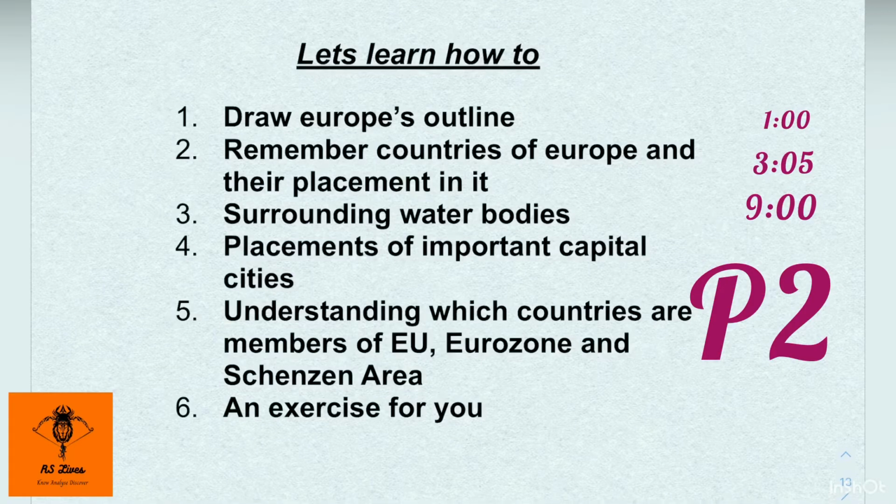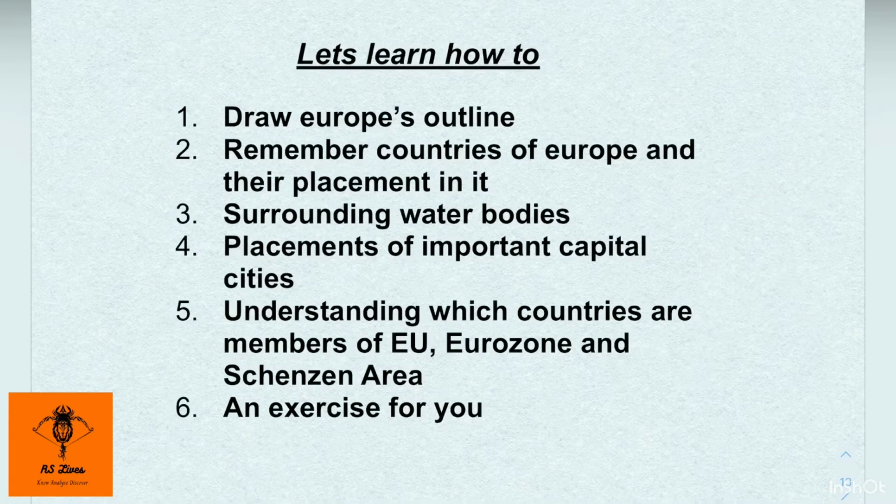And then we have to understand which countries are members of the European Union, which are members of the Eurozone. Eurozone is a collectivity of countries that use the euro as their currency. And then we have the Schengen area. Schengen area is actually an area with passport free travel. And then in the end we have an exercise for you. So let's start with drawing Europe's outline.